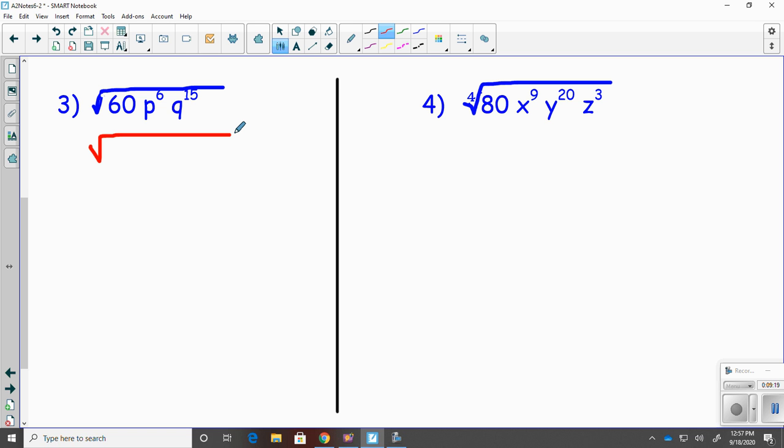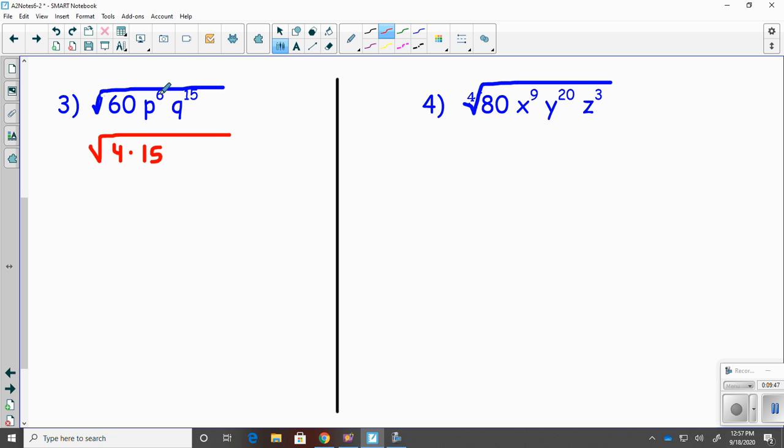So thinking from the list, I know 4 will divide into 60, 9 does not, 16 does not, 25 does not, 36 is a no, 49 is a no, and then 64 is too big. So the highest one I could find is 4. So I will write 4 times 15. 4 times 15 is 60.